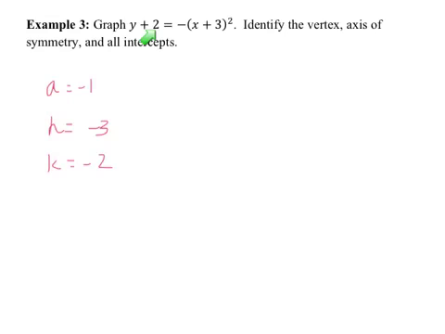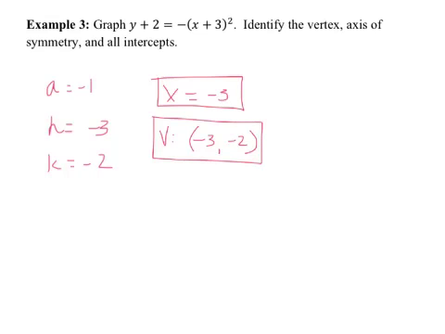Next, we're going to notice right away that our axis of symmetry is going to be x equals negative 3. So that's the first part. Let's do our vertex. We're going to have negative 3 comma negative 2. Now let's find the y-intercept because that's the easier one to find first. So let's set x to 0.